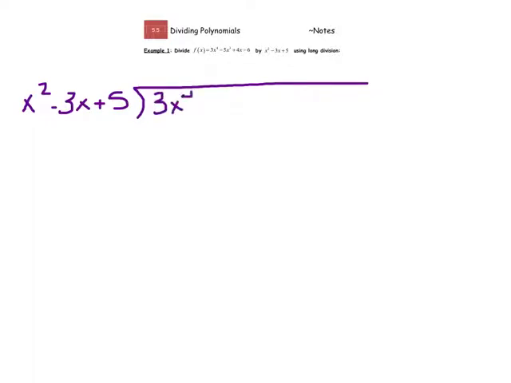All right, so we're going to set this up the exact same way. We're going to take the divisor and put it on the outside. So we have x squared minus 3x plus 5. And then we're going to take 3x to the 4th minus 5x cubed and write that on the inside. You need to make sure that you write any missing terms. So because there is an x squared term missing, you're going to write 0x squared, then 4x minus 6.